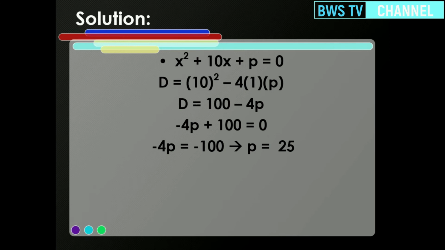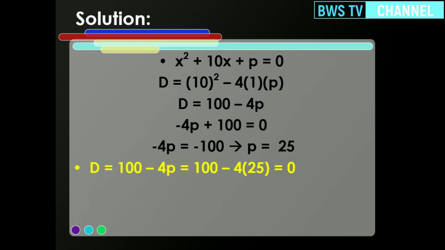Then now, since we have the value of p, we can continue solving for the discriminant. So we have 100 minus 4 times p. Substitute the value of p, which is 25. So you have 100 minus 4 times 25. So 4 times 25 is 100, and then 100 minus 100 is equal to 0.